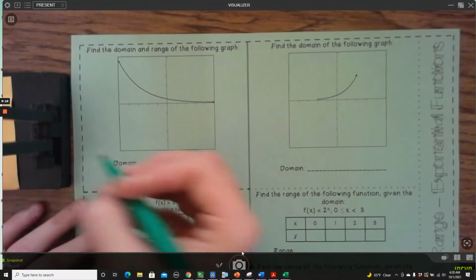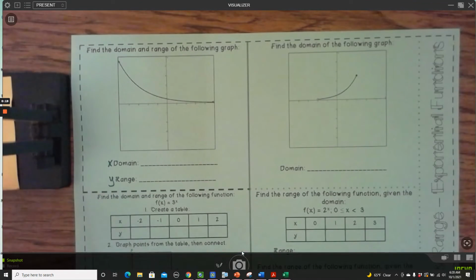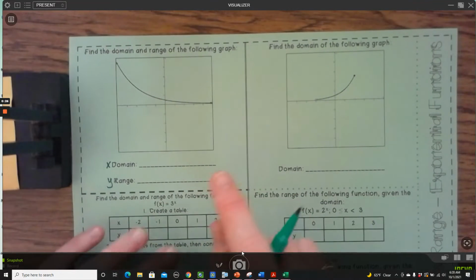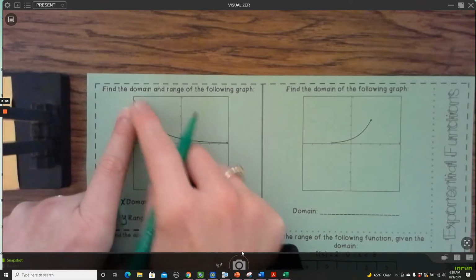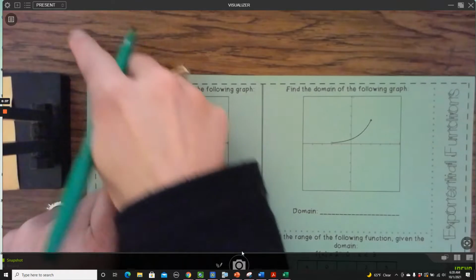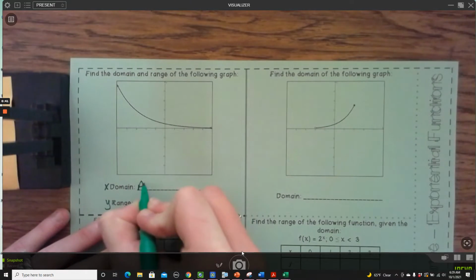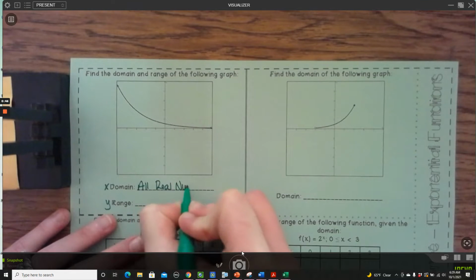Remember, domain is your x values or your input. Range is your y values or your output, your f of x. So when we have a graph with arrows at both ends of this exponential function, that means it's going to go on and on forever to positive infinity, and this way it's going to go on and on forever to negative infinity. So my domain here would be all real numbers.